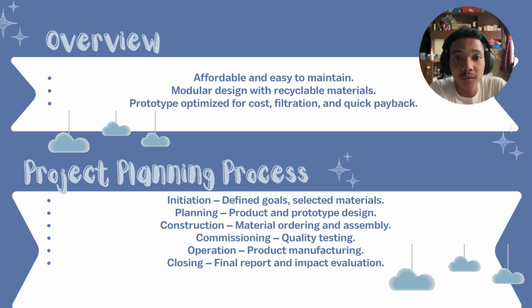To make sure everything runs smoothly, we follow a clear project planning process. This started with defining the project scope and selecting natural materials. Then, we designed the prototype of the materials and built the first unit. After testing for quality, we moved to full production. Finally, we compiled the results and completed the final report. Each phase was carefully managed to ensure we're staying on track, on time, and within budget.